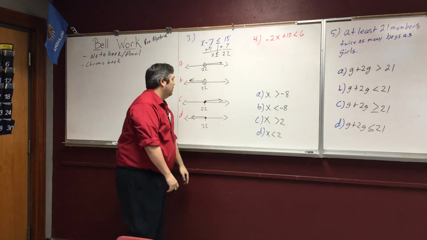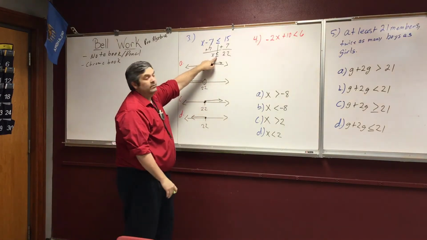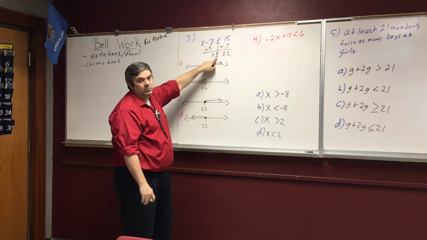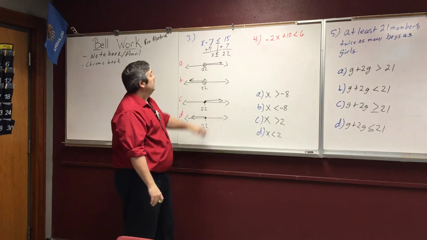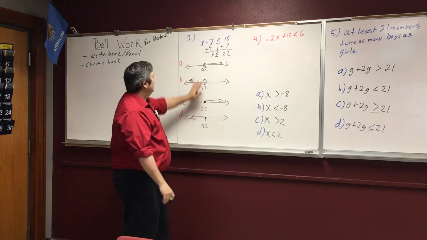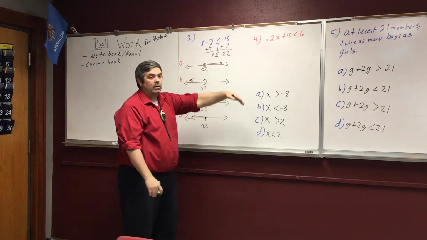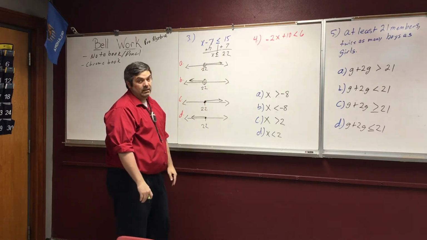Now here's the part that I guarantee you somebody messed up. If it's got this line underneath it, it means it's a closed circle. I didn't even have to solve this to figure that out. I got a closed circle. That's not going to change. I can eliminate these two right off the bat. I don't even have to look at them again. Now I got a 50-50 shot.